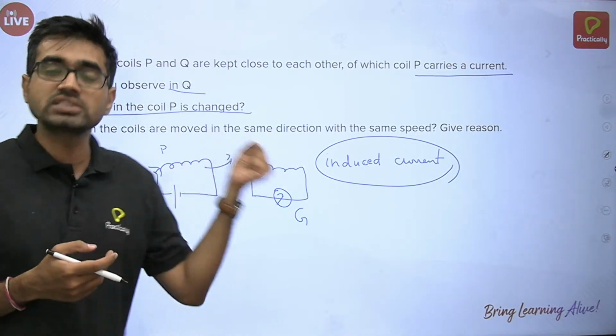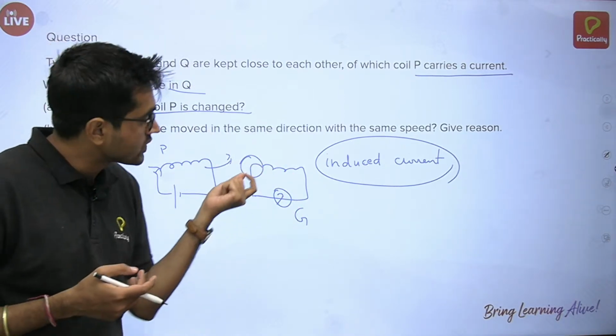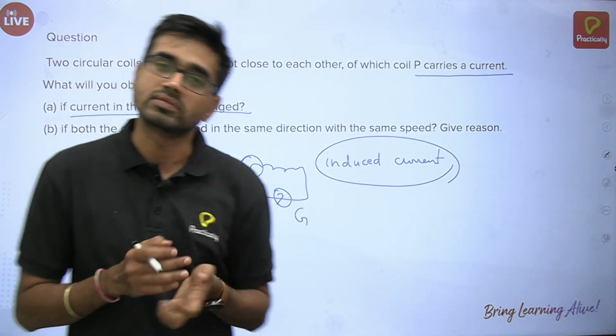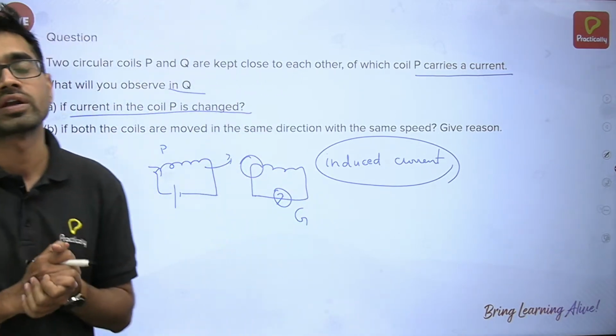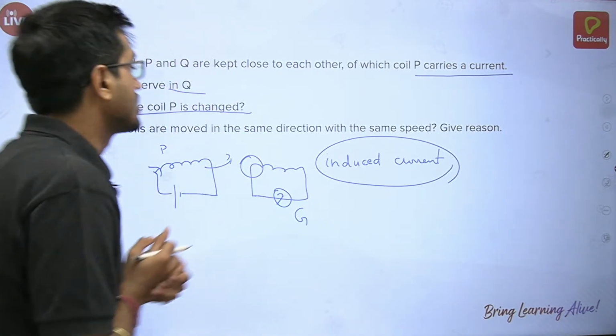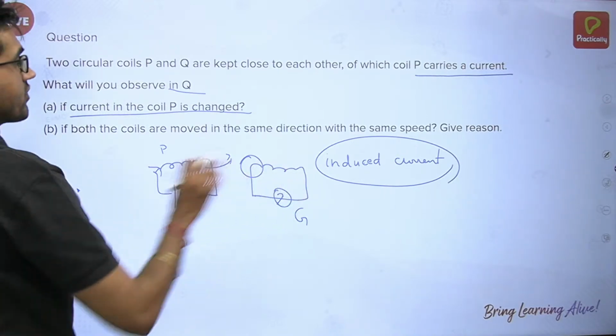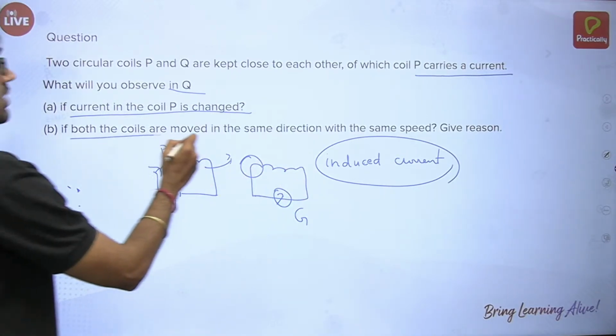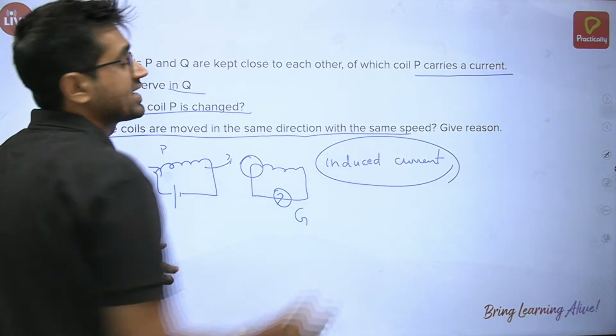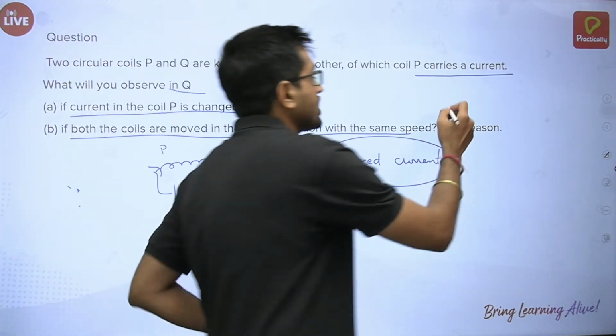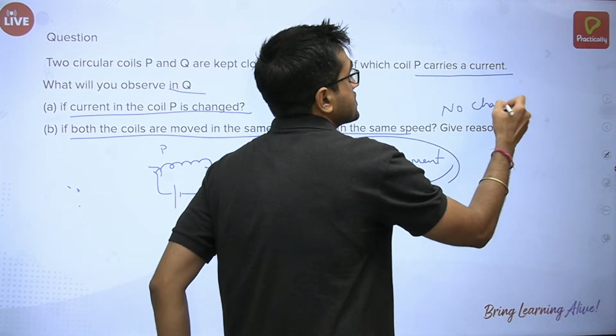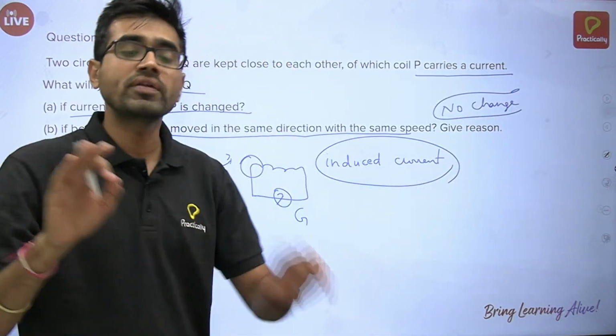So that number will change. There is a sudden change in the magnetic field around a coil. This will create and induce a current. This is the same logic of electric generator, right? So now an induced current is formed and there will be a deflection. If both the coils are moved in the same direction with the same speed, nothing will change. No change. There will be no deflection or nothing.